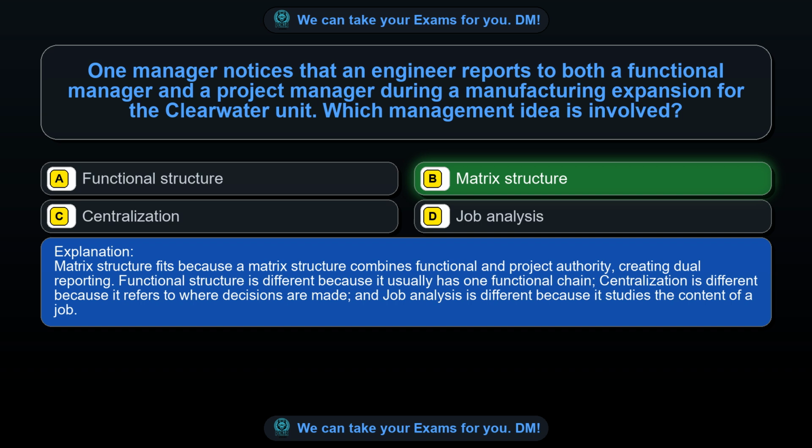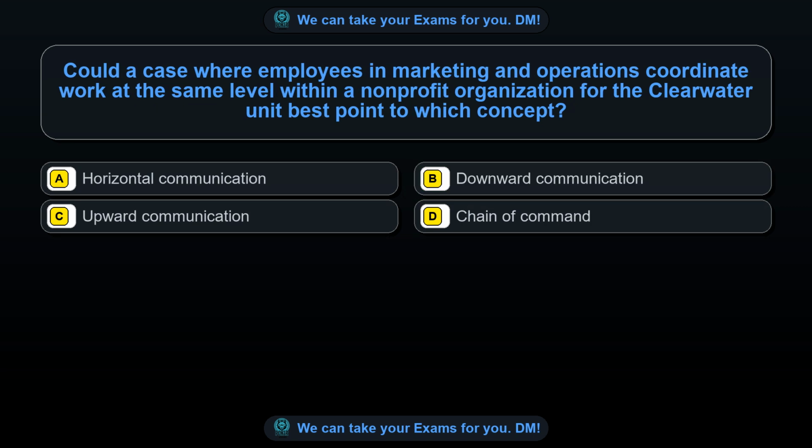Centralization is different because it refers to where decisions are made, and job analysis is different because it studies the content of a job. Question 52. Could a case where employees in marketing and operations coordinate work at the same level within a nonprofit organization for the Clearwater unit best point to which concept?